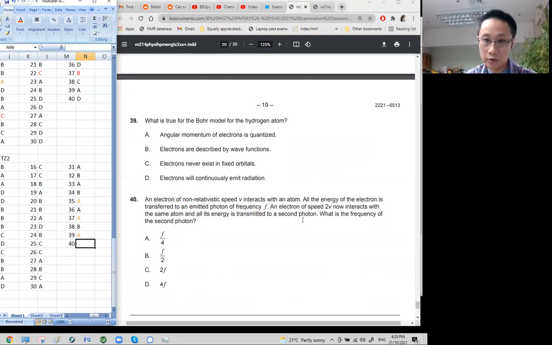Last question. An electron of non-relativistic speed interacts with an atom. All the energy is transmitted to a photon. An electron of speed 2v now interacts with the same atom, and all the energy is transmitted to a second photon. If you double the speed, then you get 4 times the kinetic energy. So all energy is transmitted to a different photon. I think just 4, maybe. I don't think this needs an orange, but I'll just change it back to black and then check my answers.